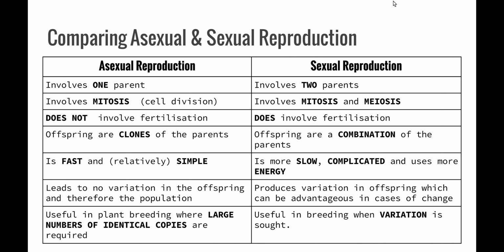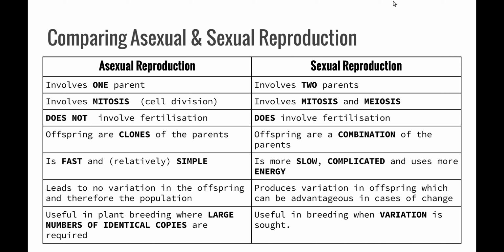In sexual reproduction, however, the offspring are a combination of the parents' genes, so we now have a little bit more variation coming in. Asexual reproduction is quite fast and a relatively simple process in comparison with sexual reproduction, which is slower, more complicated, and requires a greater amount of energy. Asexual reproduction leads to no variation in the offspring, and therefore the population of that particular species is identical to one another. Whereas sexual reproduction produces variation in the offspring, which can be advantageous in cases of change, which we've looked at quite a bit over the last few videos.